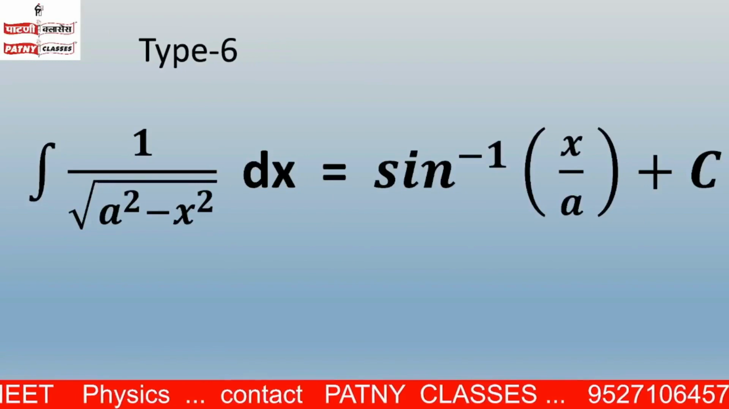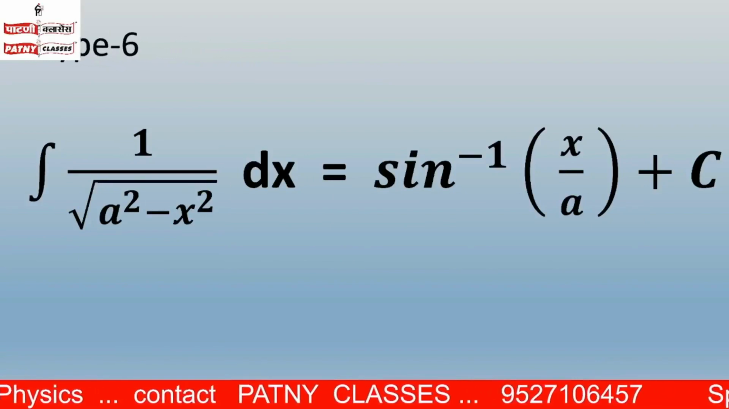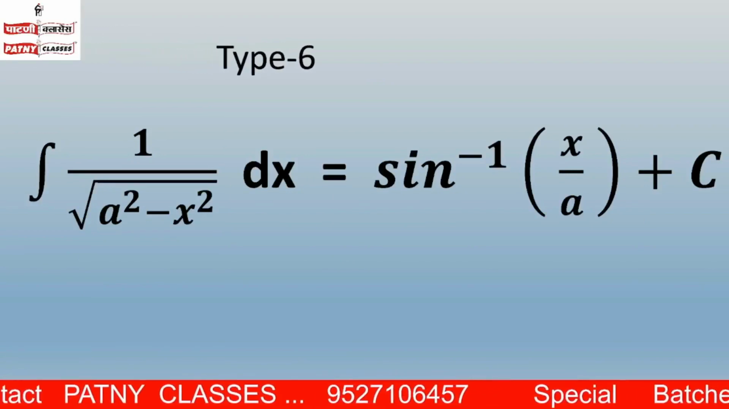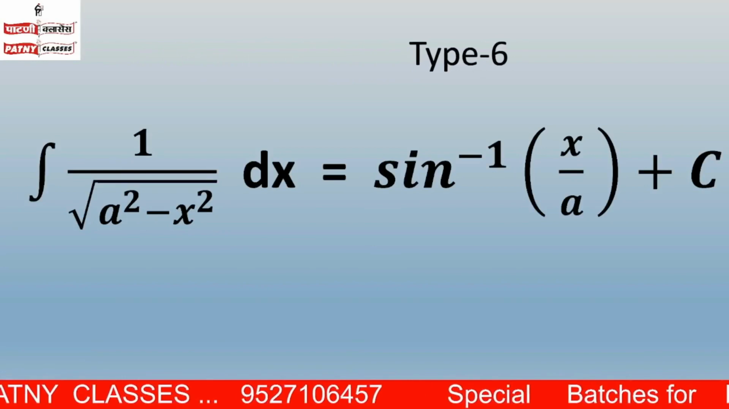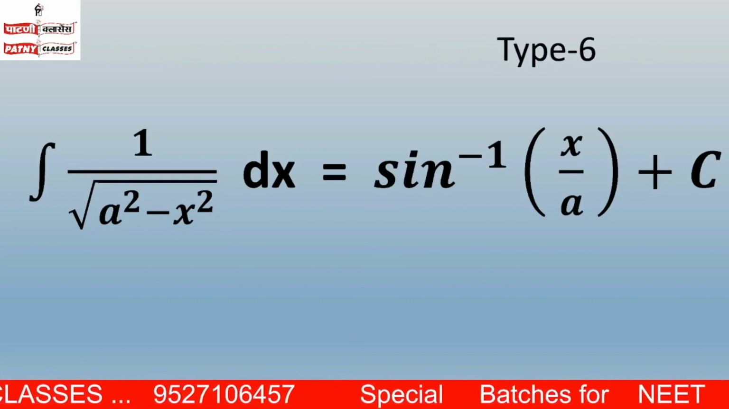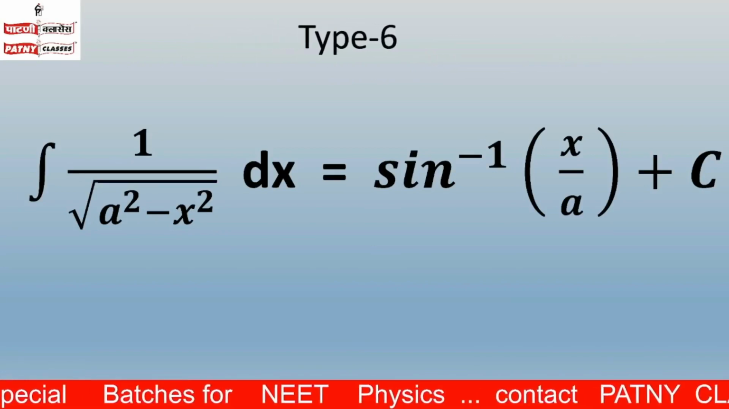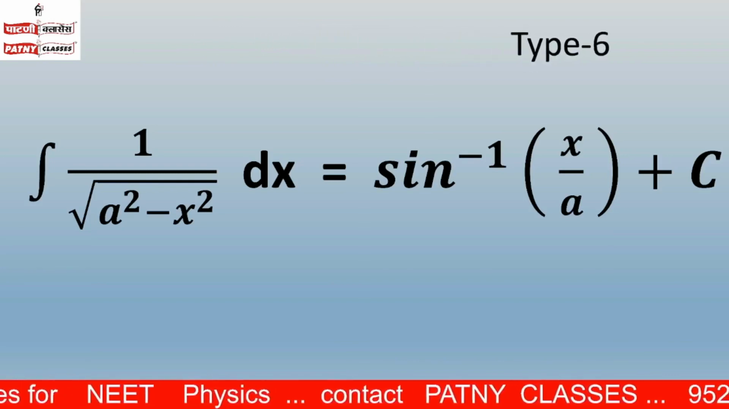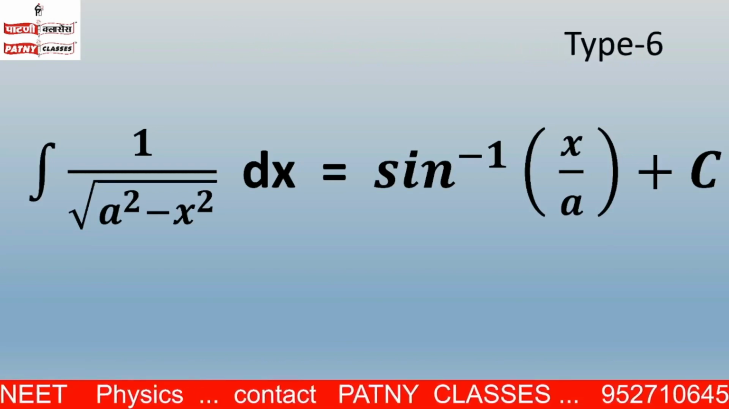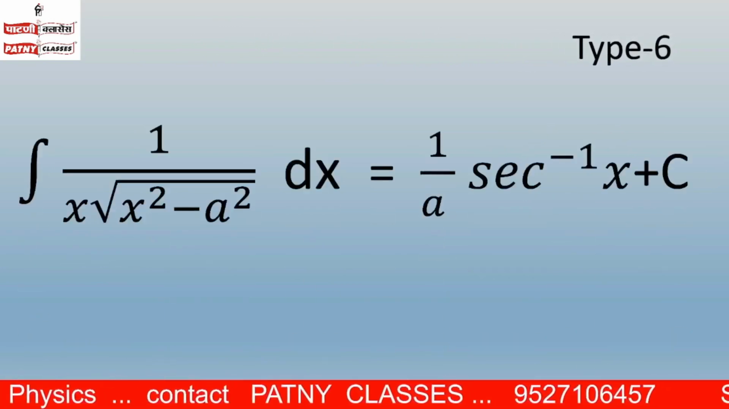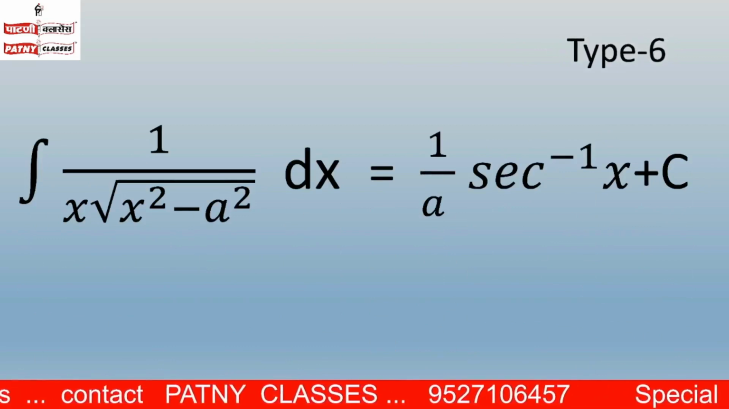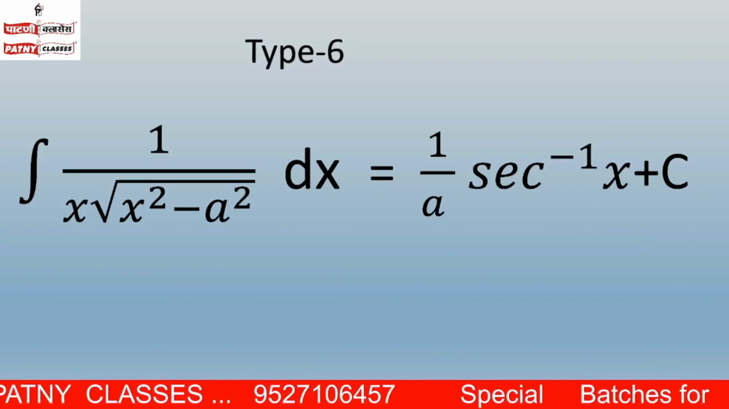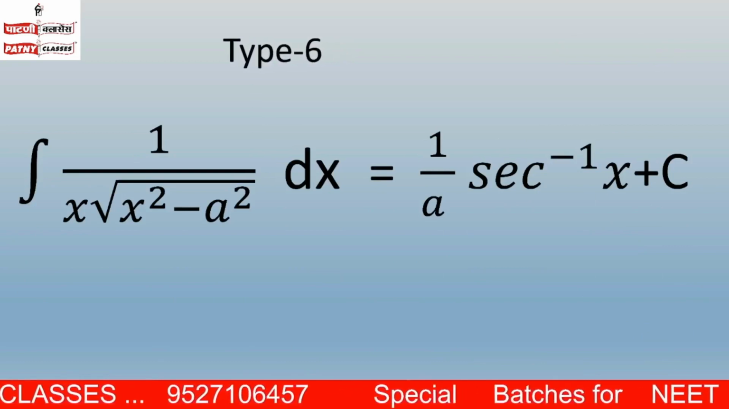Under type 6, I am going to deal with problems in which a root is present in the denominator, and inside the root either a square or x square is present with plus or minus in between them, such as integration of 1 upon under root of a square minus x square with respect to x equals sine inverse of x upon a plus c. The second formula is integration of 1 upon x under root of x square minus a square with respect to x equals 1 upon a sec inverse of x upon a plus c.